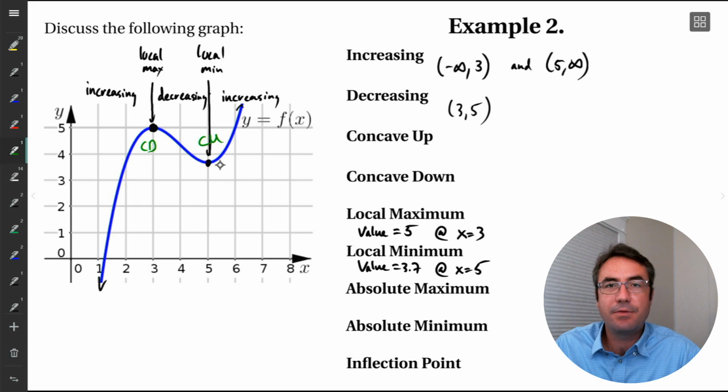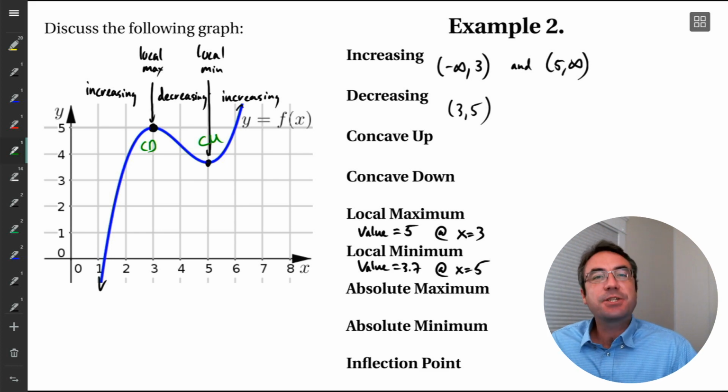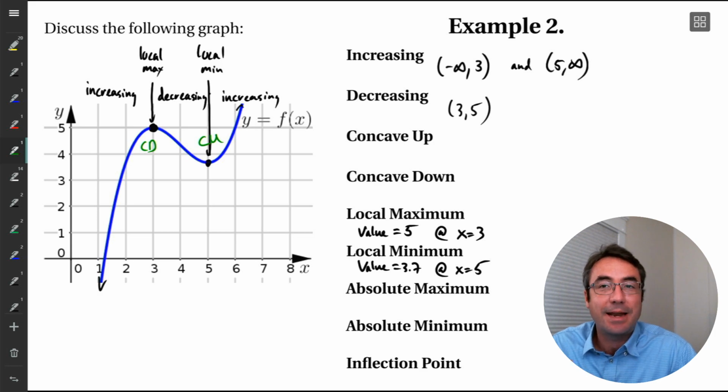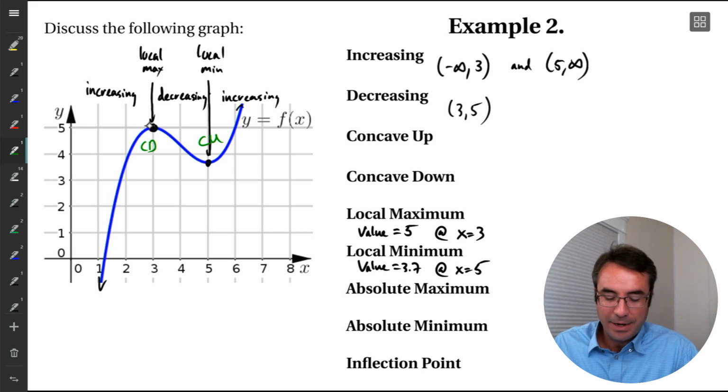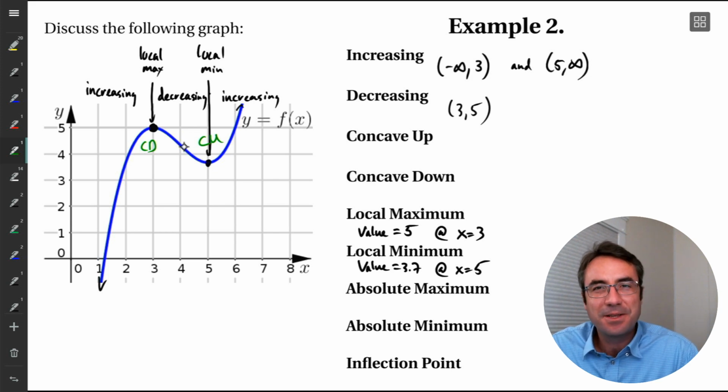So over in here, we're concave up. And when our continuous function changes shape, it changes shape at a specific point. Inflection points are hard to determine exactly just by looking at the graph. It's easy to point out a local min and local max, but inflection points are a little more subtle, a little harder to see.